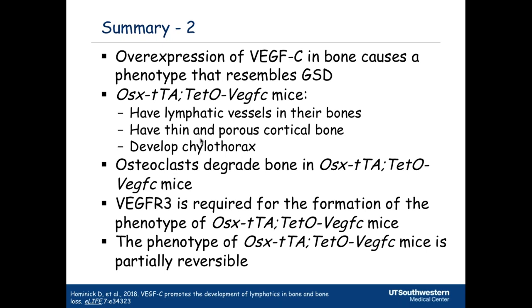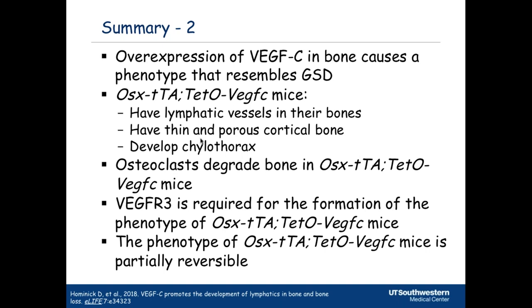So to summarize this part of the talk, we have found that overexpression of VEGFC in bone causes a phenotype that resembles Gorham-Stout disease. Our double transgenic mice have lymphatics in their bone. They have thin bones and also develop chylothorax.